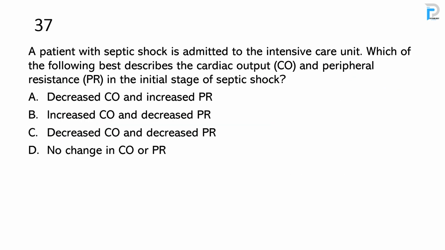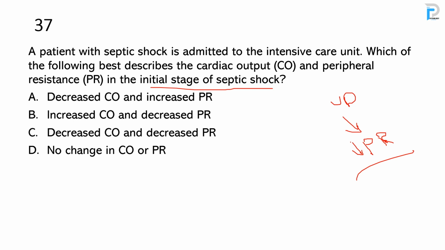A patient with septic shock is admitted to ICU. Which of the following best describes CO and PR in the initial stage of septic shock? In septic shock, we have septicemia, and that septicemia causes a vasodilation. This vasodilation decreases peripheral resistance. So we have a decrease in peripheral resistance, that is for sure. In septicemia and septic shock, we have a decrease in peripheral resistance.